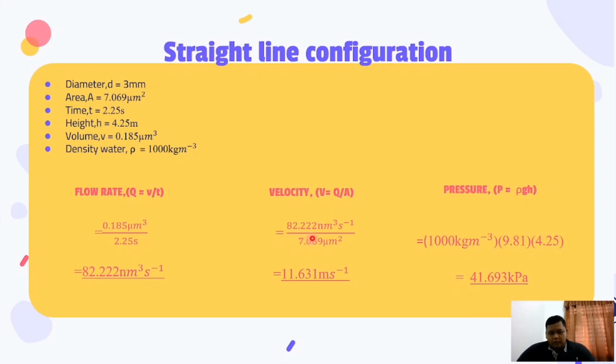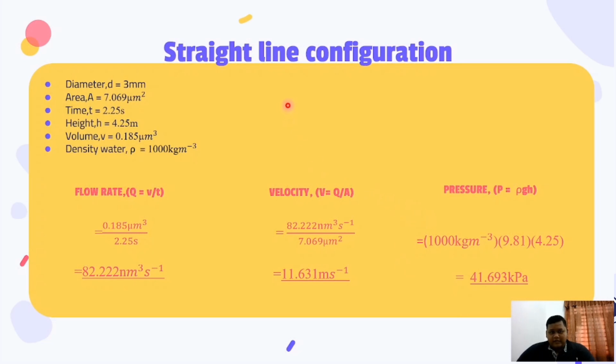82.22 nanometer cube per second divided by 7.0969 micrometer cube, and we get the velocity for the straight line is 11.631 meter per second.